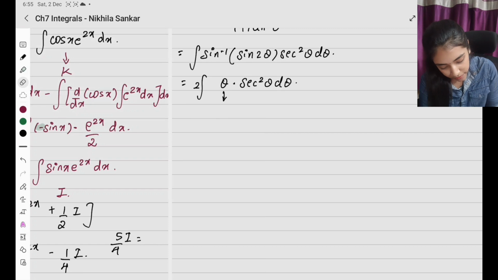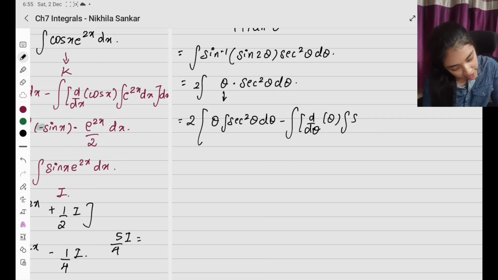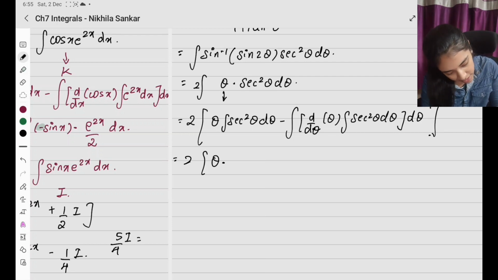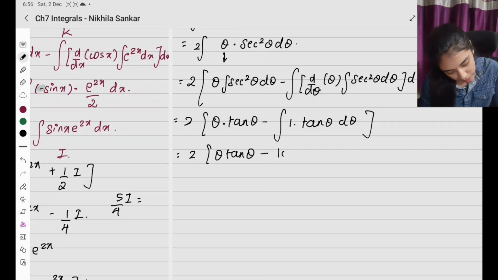Keeping the 2 outside, I'll do 2 times first function times integral of second function minus integral of open bracket d by d theta of first function times integral of second function close bracket d theta. Okay, 2 times theta times integral of secant square theta, which is going to be tan theta, minus integral of 1 times tan theta d theta. Tan theta, what do we know? Its integral is going to be log mod secant theta.